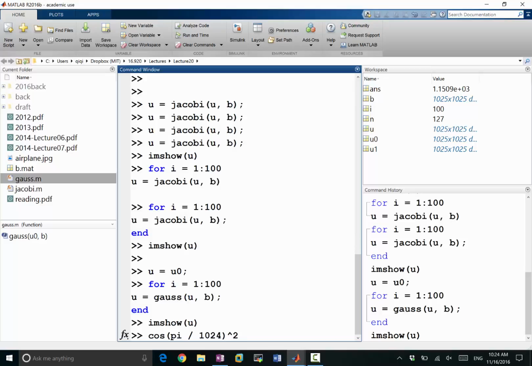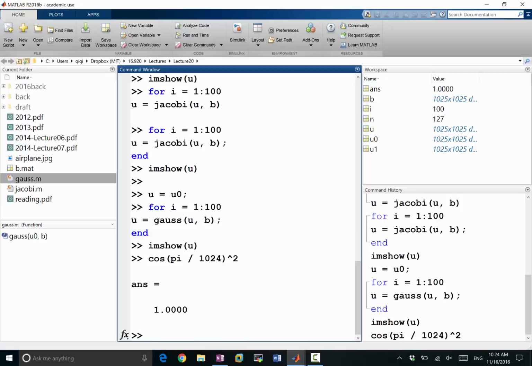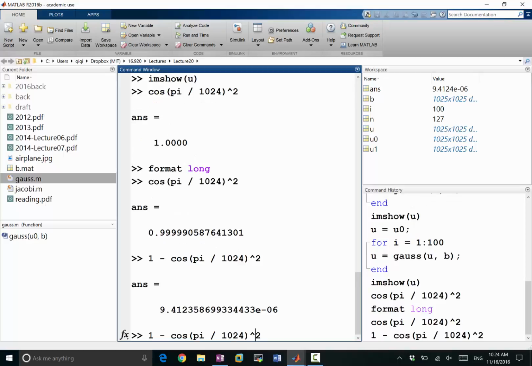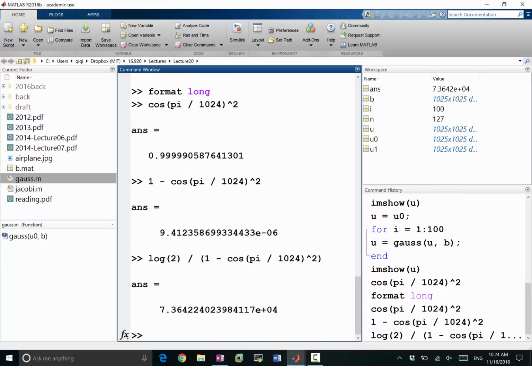If I have a 2D Poisson's equation, I would have an eigenvalue that is pretty much 1, right? Format long. That'll give me the actual eigenvalue, not rounded to something that is only 5 digits. So I get a bunch of 9s, and I get something times 10 to the minus 6. If I take 1 divided by that, or more rigorously log 2 divided by that, I need something like 74,000 iterations to make the error even half. That's a lot of iterations.